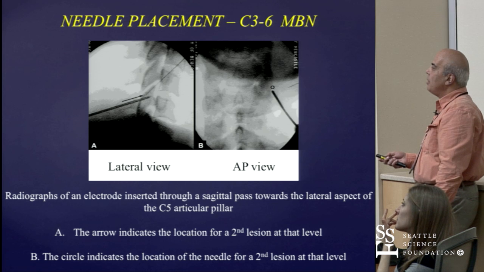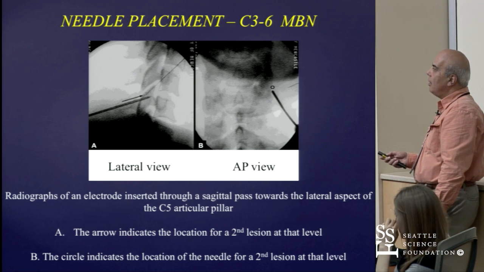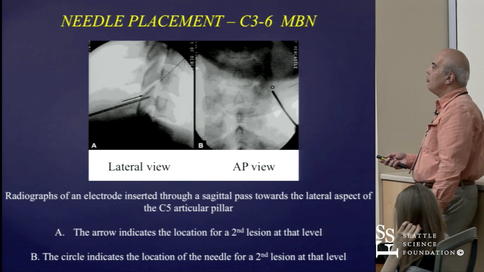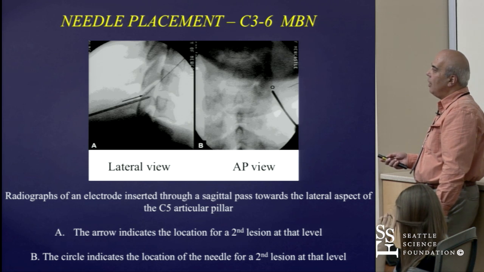These are needle placements that have been placed through a sagittal pass at the C5 articular pillar level. You can see the arrow on the left image that indicates the location for a second lesion at that particular level, and the dot on the picture on the right indicates the needle placement for another lesion at that particular level. As you can see, the final needle placement is into the waist of the articular pillar at the C5 vertebral level.